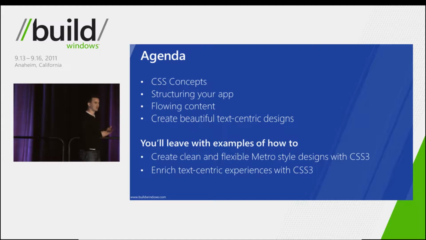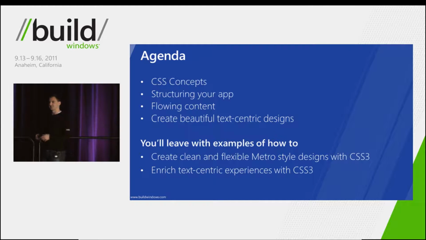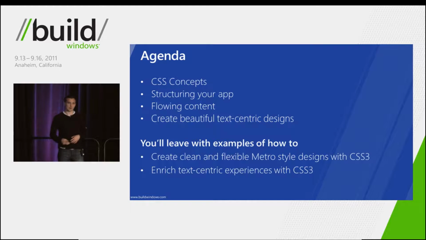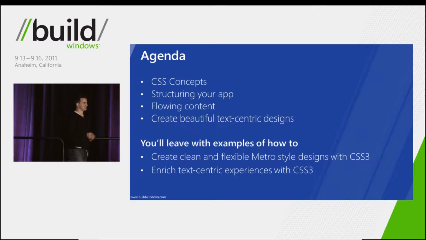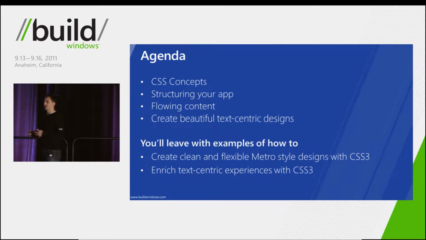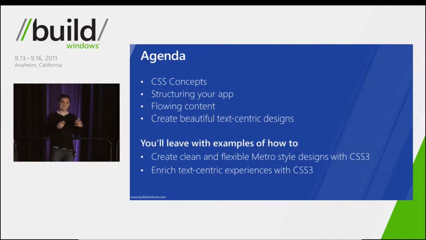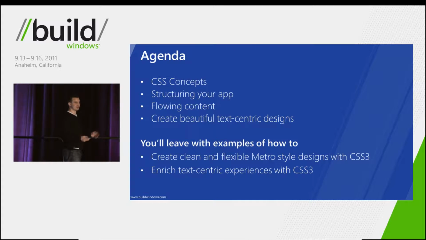In particular, we'll talk about how CSS3 provides you with some core capabilities in CSS3 flexible box layout and CSS3 grid to structure your app. Once we've structured your app, we're going to talk about how you can use CSS3 regions to flow content within that structure that you've provided your app. And then lastly, we'll talk about how to take that structured and flowed content, make it beautiful with CSS3 multi-column, CSS3 hyphenation, and position flows.